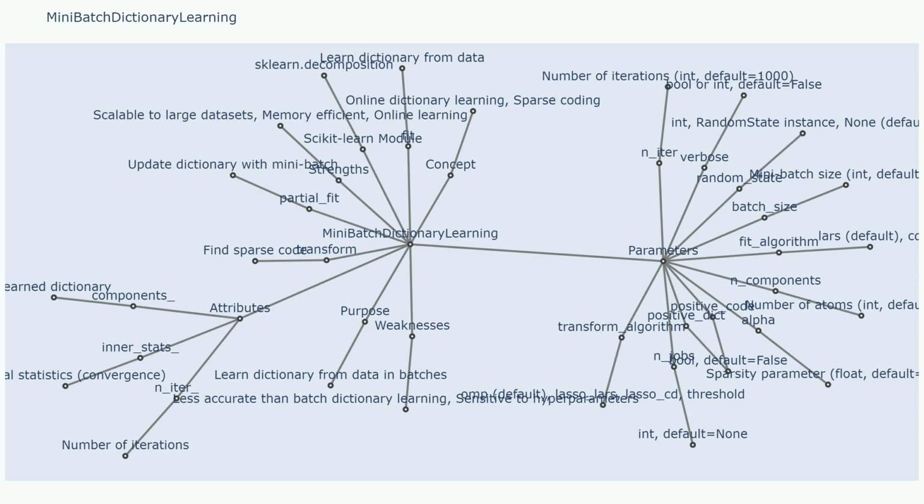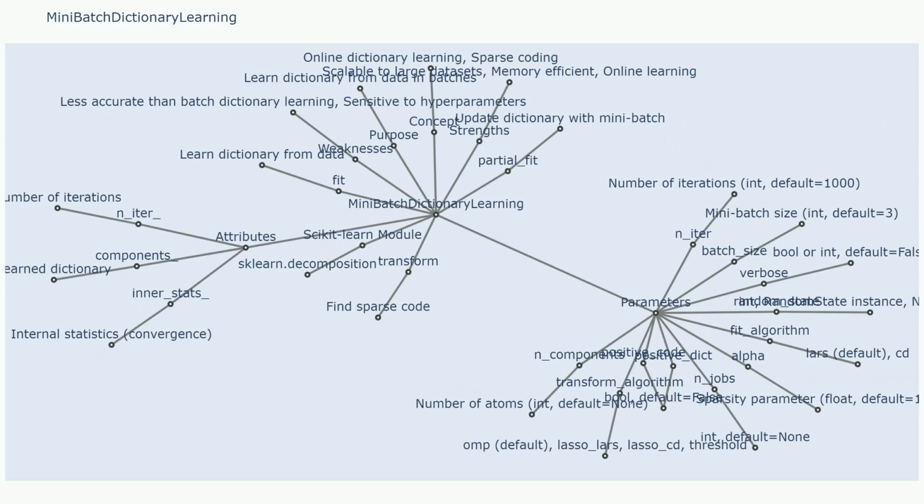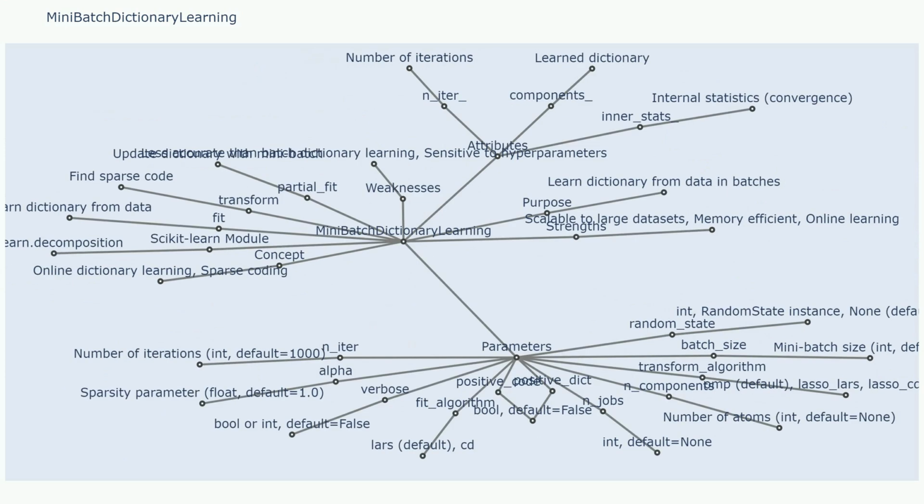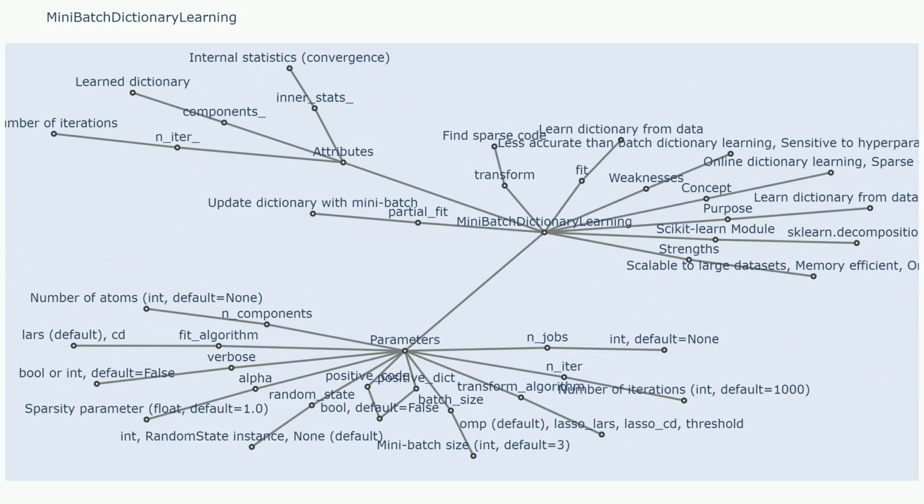Here's a comprehensive breakdown of mini-batch dictionary learning. 1. Core concepts. Sparse coding. The goal of sparse coding is to represent data points as linear combinations of a few dictionary atoms. This is achieved by finding a sparse representation of each data point, meaning that only a small number of dictionary atoms have non-zero coefficients. Dictionary learning. The core of the algorithm is learning a dictionary, which is a set of atoms that effectively represent the data. This dictionary is not fixed beforehand but is learned during the training process.